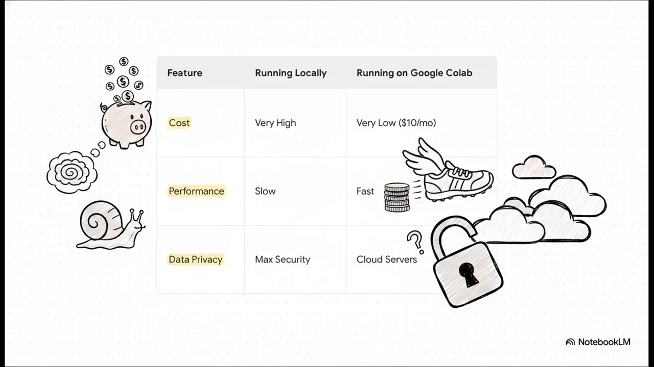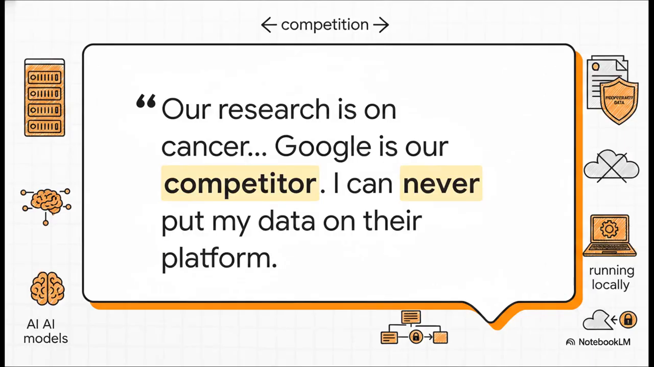Let's break this down. Running locally gives you total security and control. Your data never leaves your machine. But, like we've seen, it costs a ton in hardware, and it can be painfully slow. Then you have Google Colab, which gives you insane power for almost no money, but you have to be comfortable with your data living on their servers. It's that classic trade-off, right? Power versus privacy.